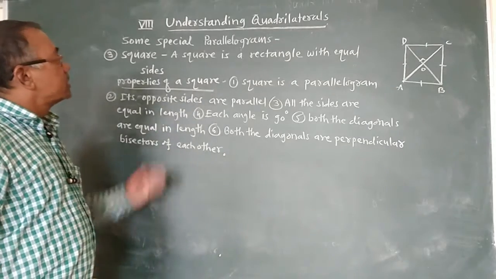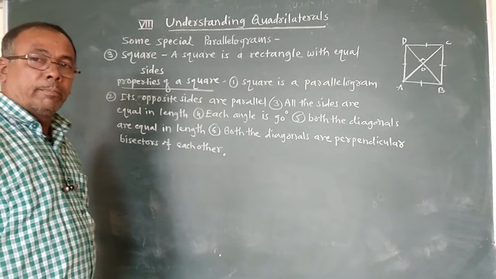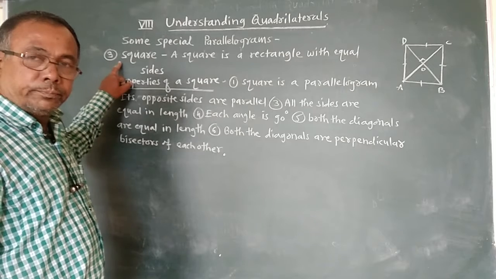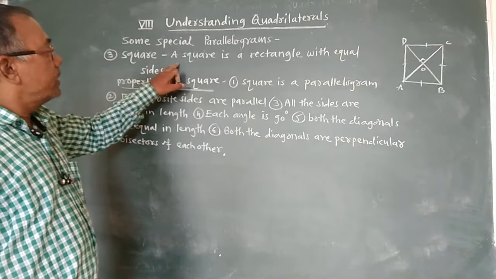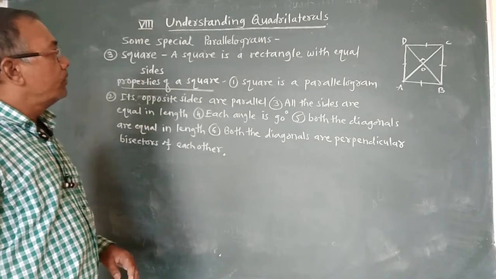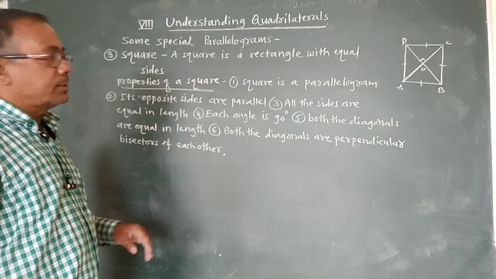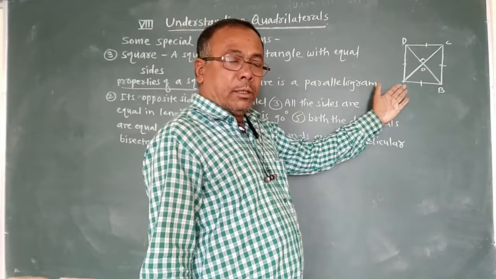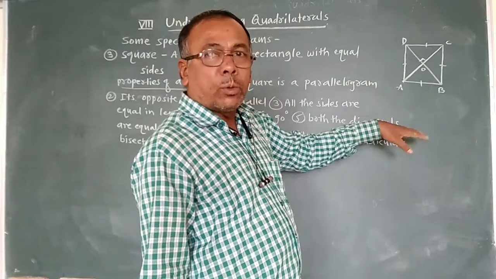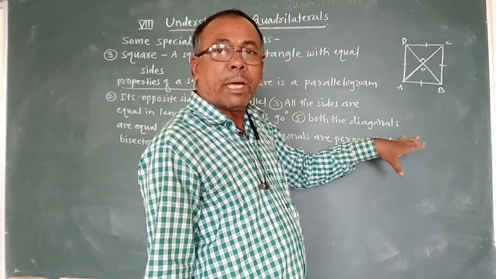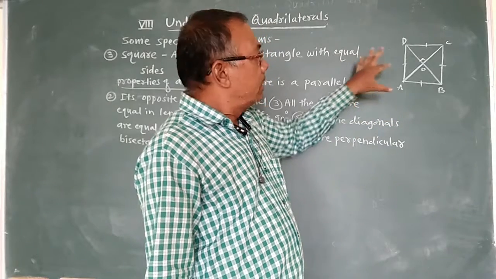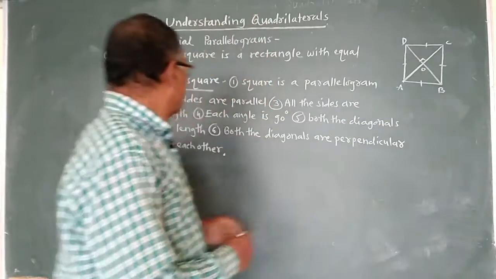There is one more special type of parallelogram, and that is the square. A square is a rectangle with equal sides. It means it is a rectangle. We know that a rectangle is a parallelogram, and therefore a square is also a parallelogram, and therefore it obeys all the properties of the parallelogram.